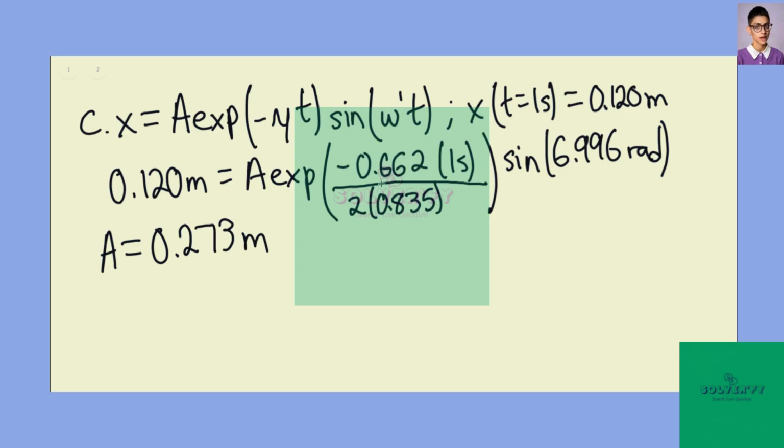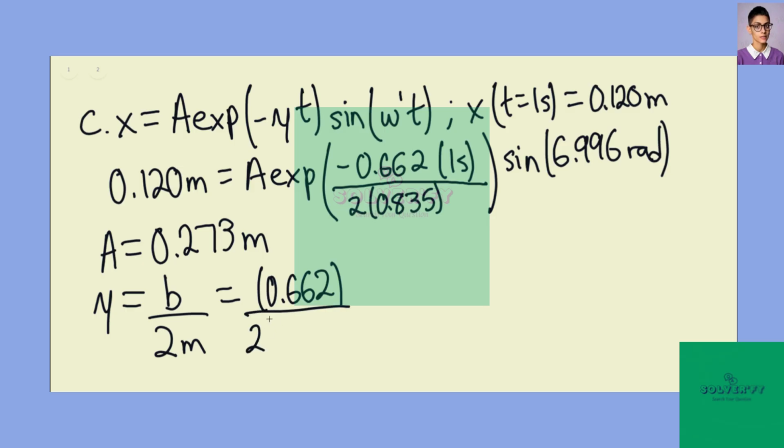You would simply have to plug this into your TI-84, 85, or 89 and solve for A. You can use the solve function in order to isolate A. So A is going to be equal to 0.273 meters. Gamma is going to be equal to b over 2m, and this will be equal to 0.662 divided by 2 times 0.835, and this is giving us 0.396 per second.